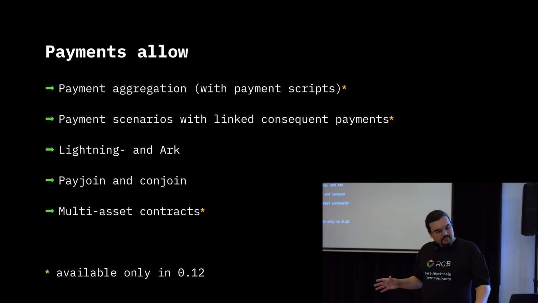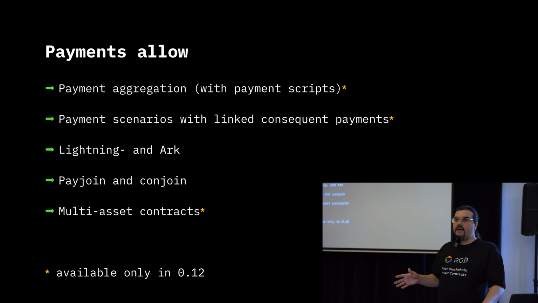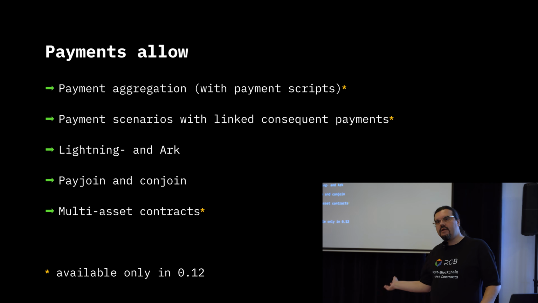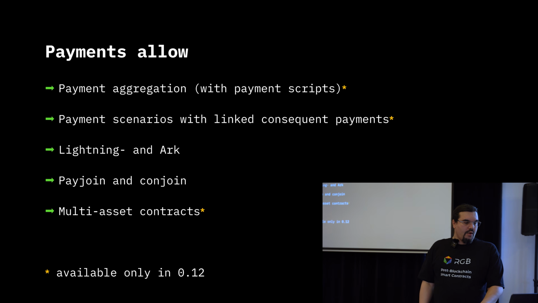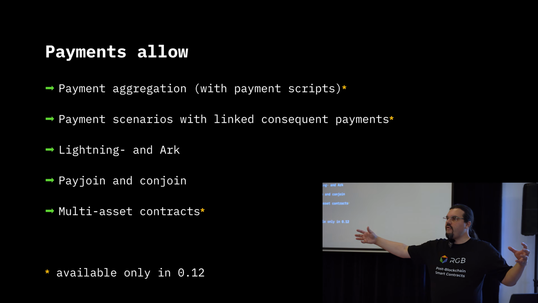Before, we already had support for Lightning and RGB pay joins and coin joins, but in 0.12, for the first time, we were able to add payment aggregation with a so-called payment script. So if you're doing 10 payments at once with different assets under different contracts, you can aggregate them in a single operation, and also into a single Bitcoin transaction, which either goes to Lightning or on-chain.